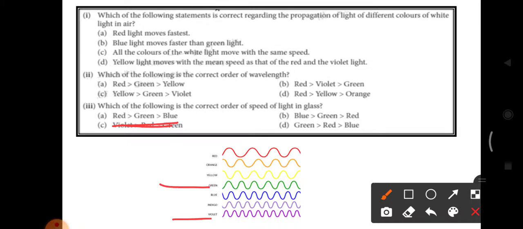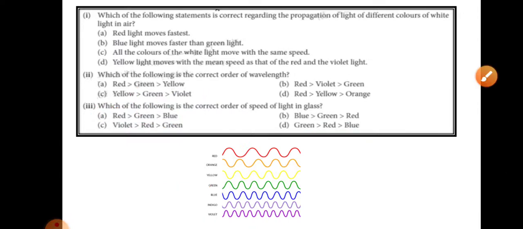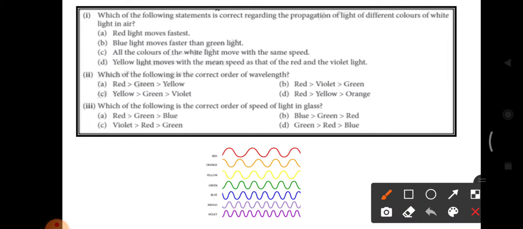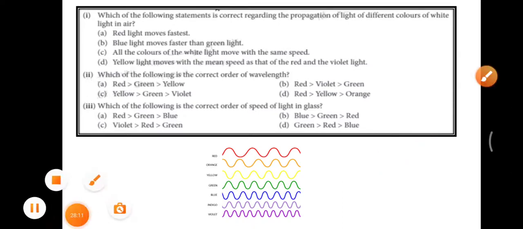The next one, green, red. Comparing to the green, the red has more wavelength. So red first, green second, and blue. Comparing to the green, the red has the longest wavelength. Comparing to blue, the green has the longest wavelength. So option A is the correct answer. Please note this point. The wavelength is directly proportional to the speed. If the wavelength is maximum, the speed of the light is also maximum. If the wavelength is minimum, the speed of the light is also minimum.